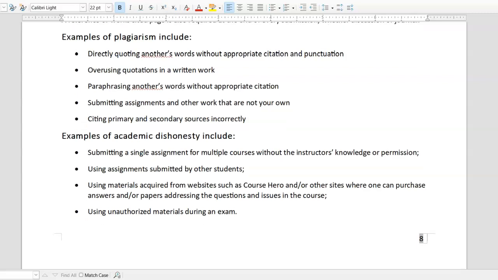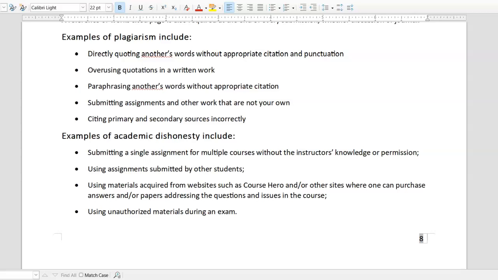So, examples of plagiarism, again, directly quoting someone's work without citation or quotation marks. Overusing quotations in a written work, as in instead of giving me any thought of your own, you just put a string of quotes together from the various authors. That doesn't do us any good. You're not processing information when you do that. You're just copying and pasting somebody else's ideas. So that's not actually doing your work. You use quotes to support your ideas, not to replace them.